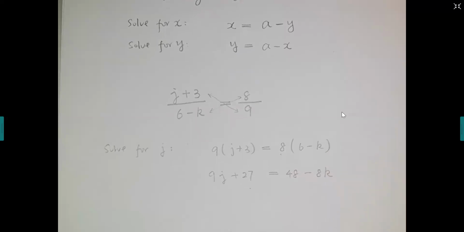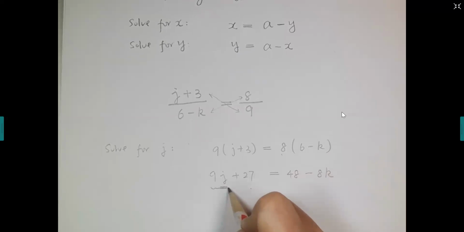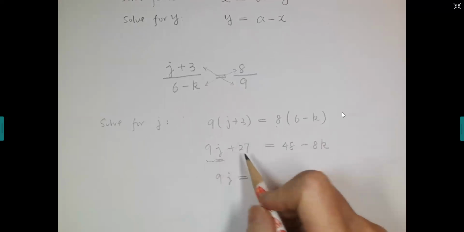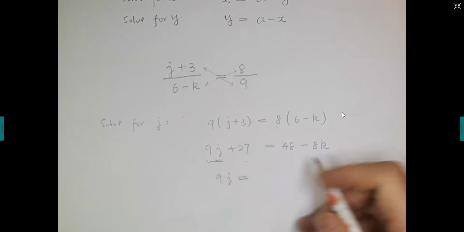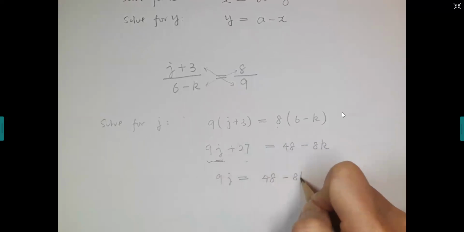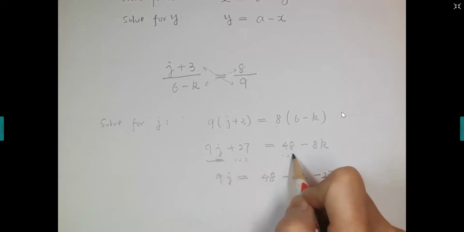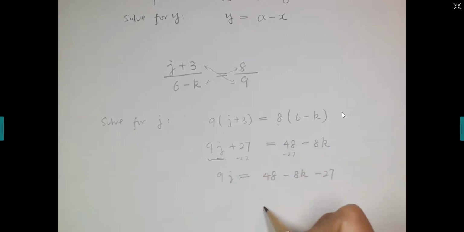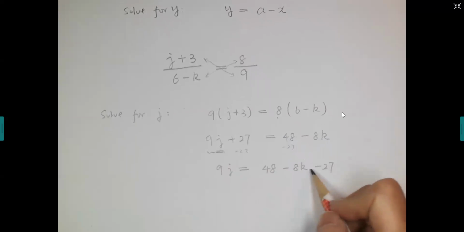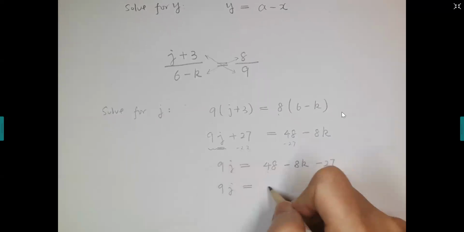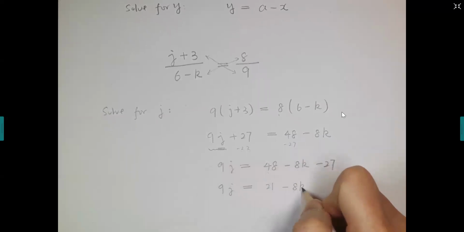All right, so where is the unknown? j is the unknown. So eventually I want j to stay on the left by itself, but I will start with the entire term that has the j here. So 9j stays on the left. This 27 should move to the right. So I get 48 minus 8k minus 27. You see I subtract 27 on both sides, same thing. So work this out. I get 9j equals what? 48 minus 27, that's 21, minus 8k.